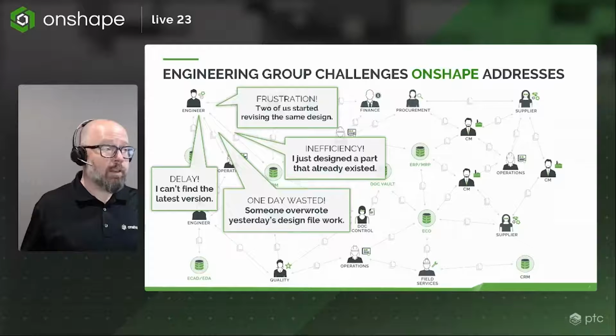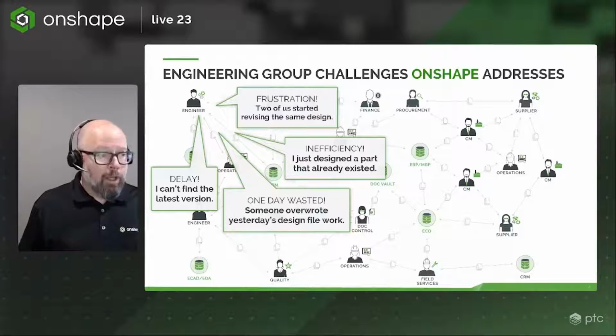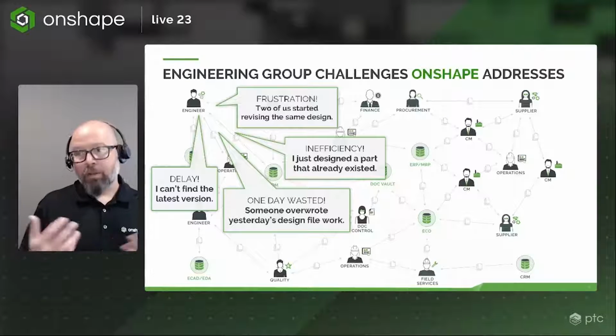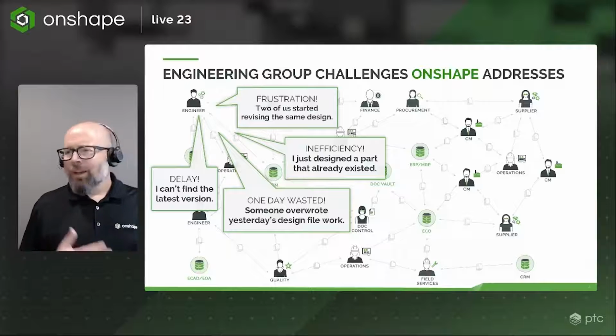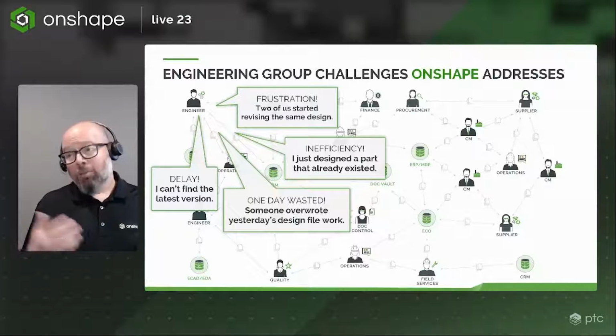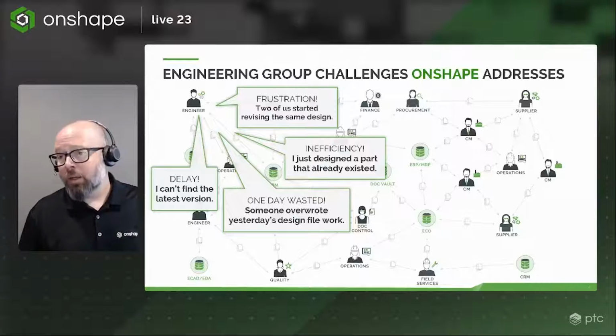So on the engineering side of things, hey, I need to find the latest version of the document that I'm working on. Somebody overwrote my data, or somebody didn't check in data when they should have, and now the information is a little bit out of date. There may be inefficiencies associated, and it can be difficult to communicate with folks, especially when you have employees that might be remote. And so Onshape helps solve these problems all by itself.